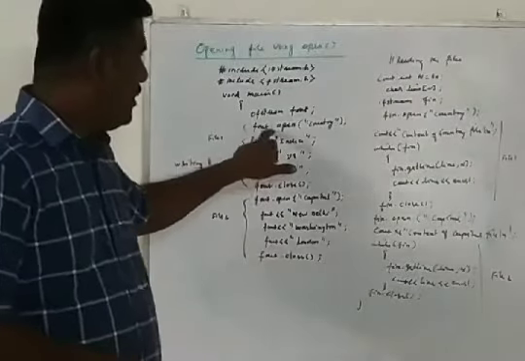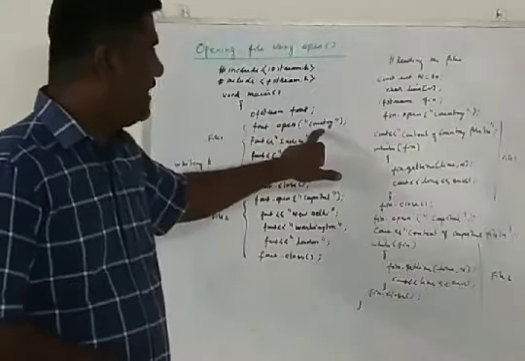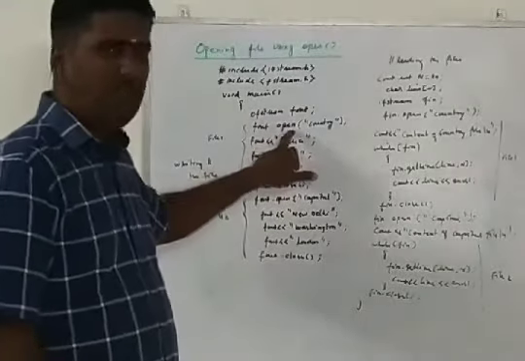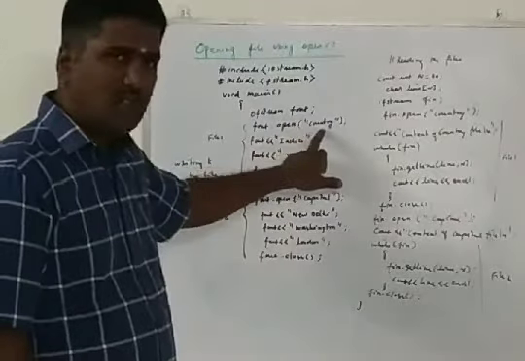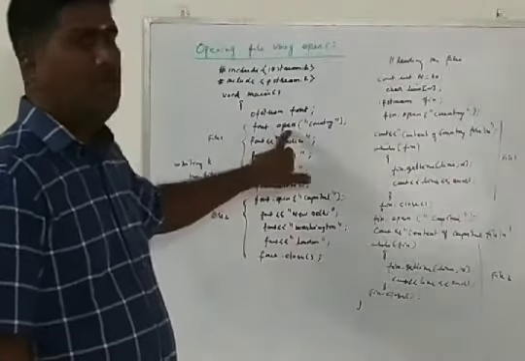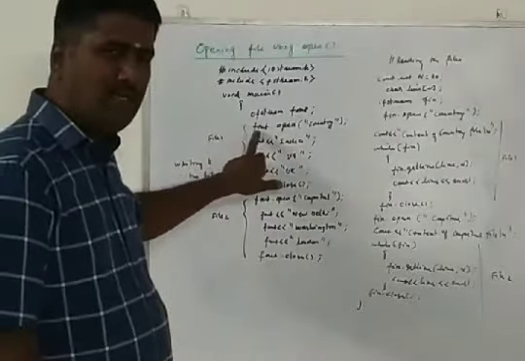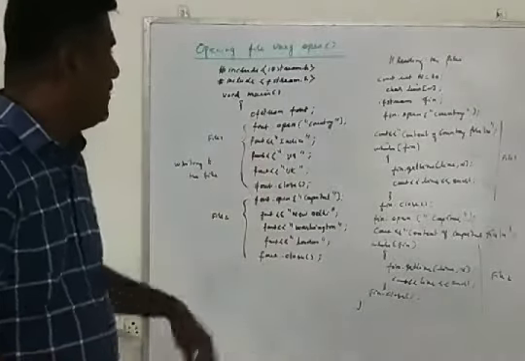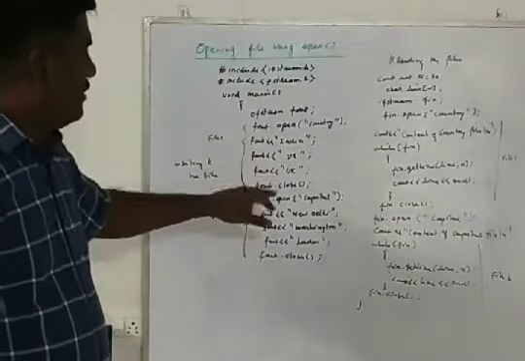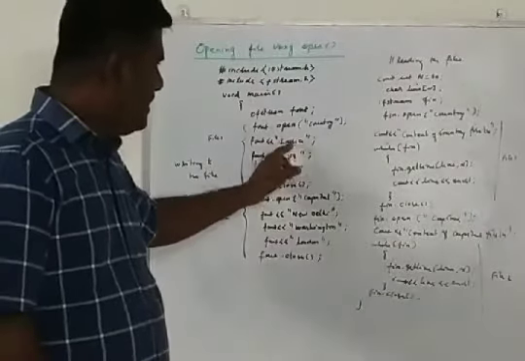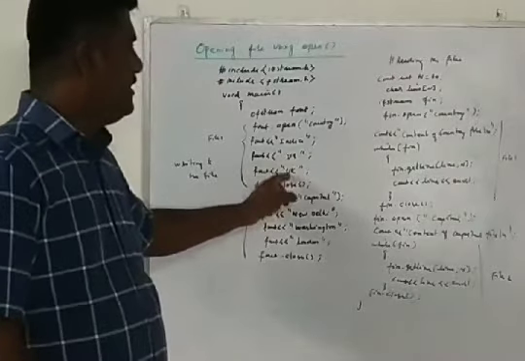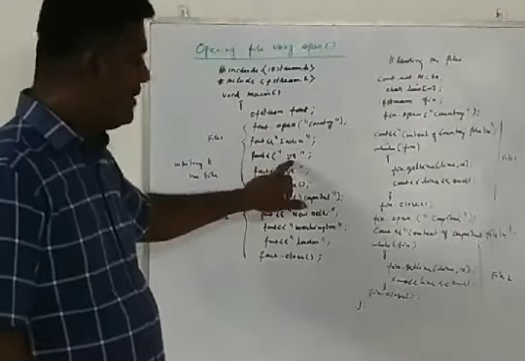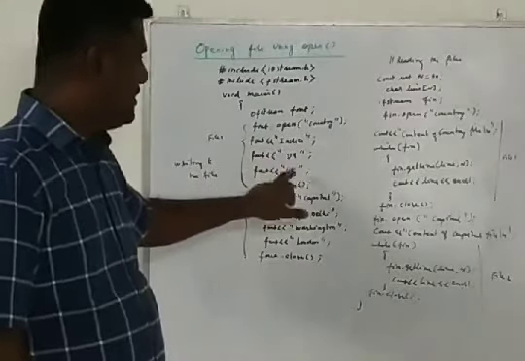So fout.open("country"), where country is the file name. Here we are using the country file with the open function. This fout is nothing but a stream object, right? With fout, you write these three contents to the country file: India, US, UK. So these are the three countries.